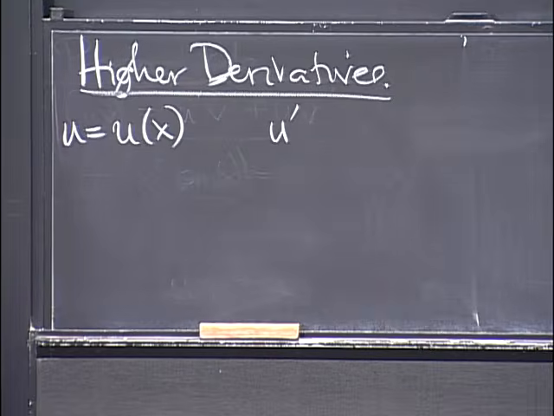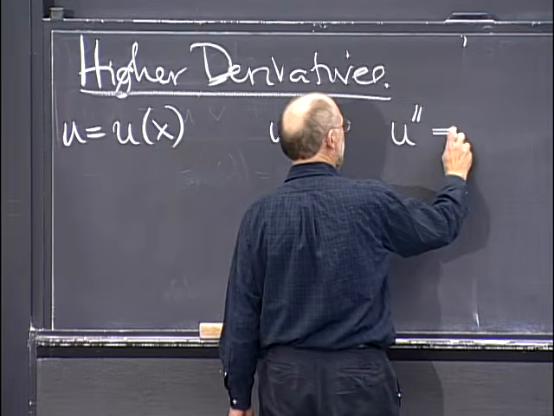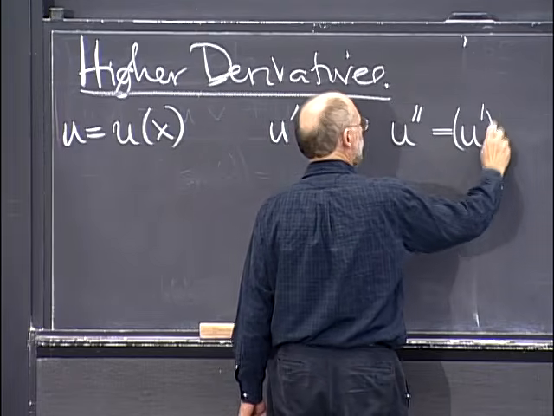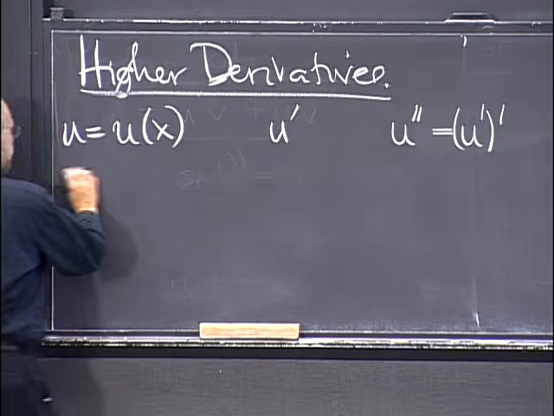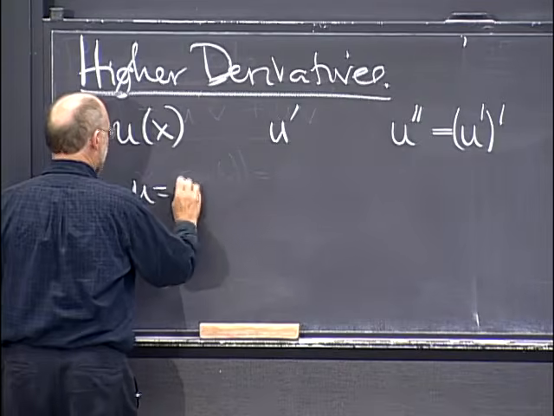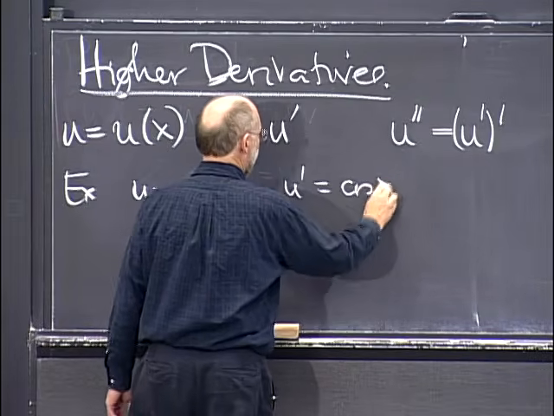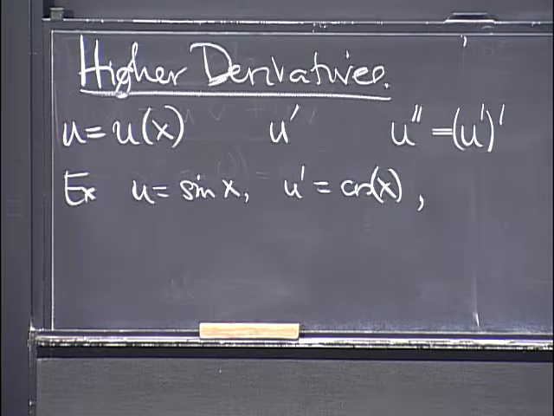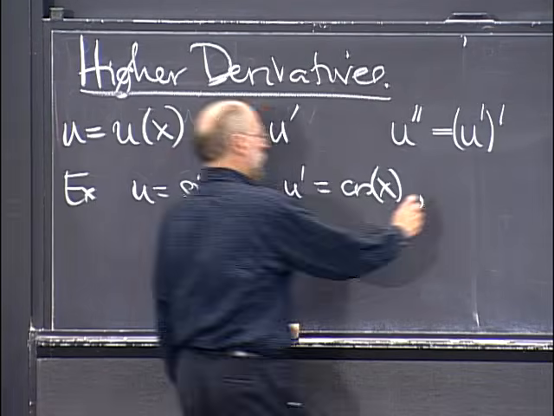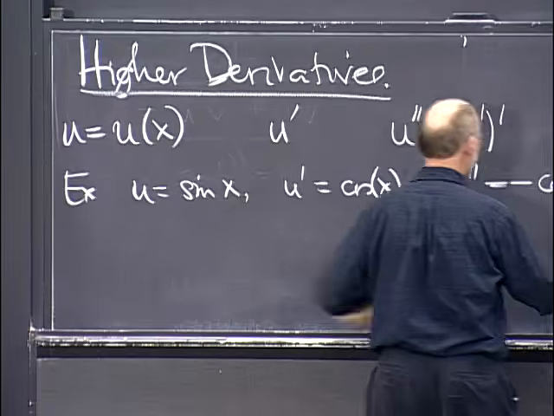A new function, so I can differentiate it again. And the notation for differentiating it again is u prime prime. So u prime prime is just u prime differentiated again. For example, if u is the sine of x, so u prime is the cosine of x. Has Professor Jarrison talked about what the derivative of cosine is? What is it? Okay, so u prime prime is minus the sine of x.